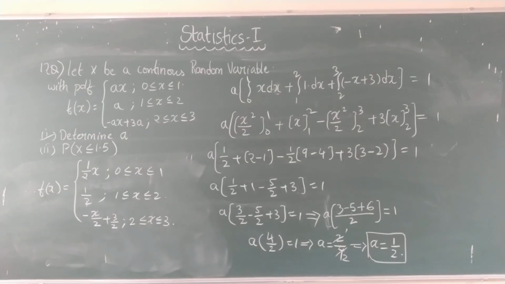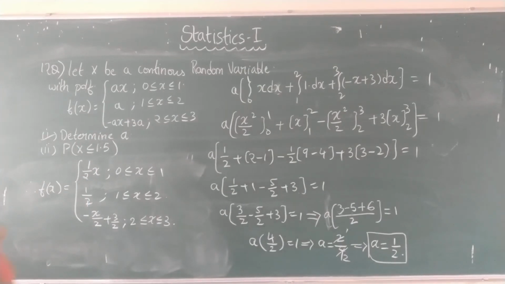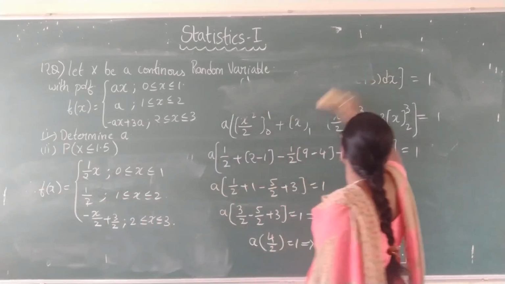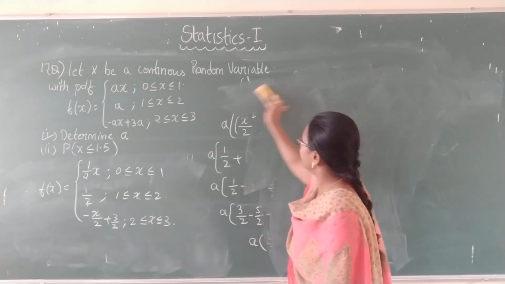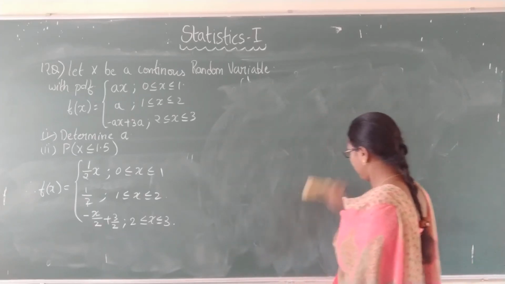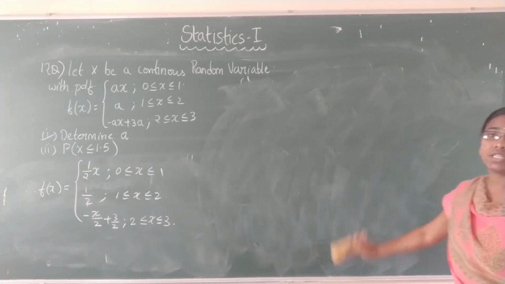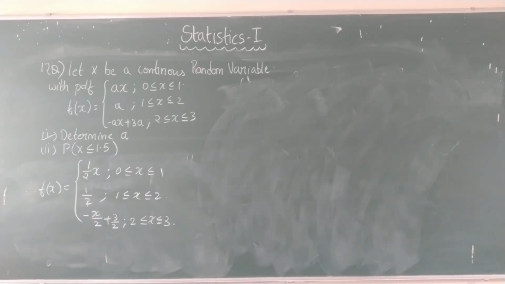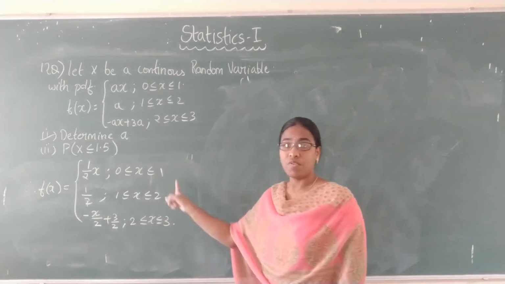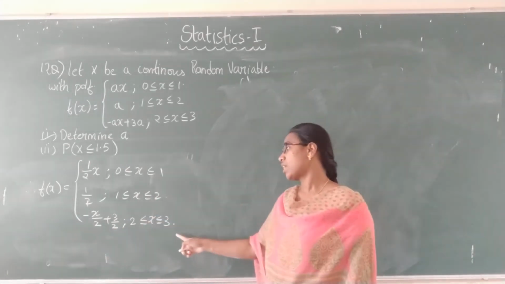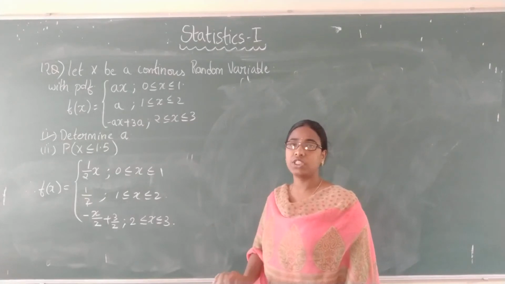Now we'll move on to the second bit. Our second bit is we have to find the probabilities. For finding the probabilities, first we have to see in between which limits we have to find the probability. Depending on those limits, we will choose our function. If the limits are between 0 to 1, we will consider the first function. If the limits are from 1 to 2, we will consider the second function. If the limits are from 2 to 3, we will consider the third function accordingly.